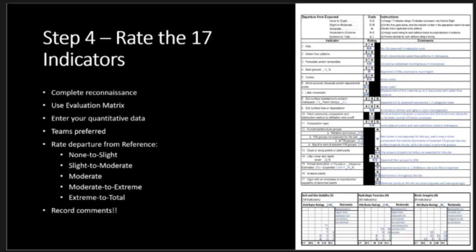It's recommended to use an interdisciplinary team to collectively rate the indicators in the field. 5 rating categories are used, none to slight being used for an indicator that's very similar to the conditions described in the reference sheet, while extreme to total represents an extensive level of departure for that given indicator.